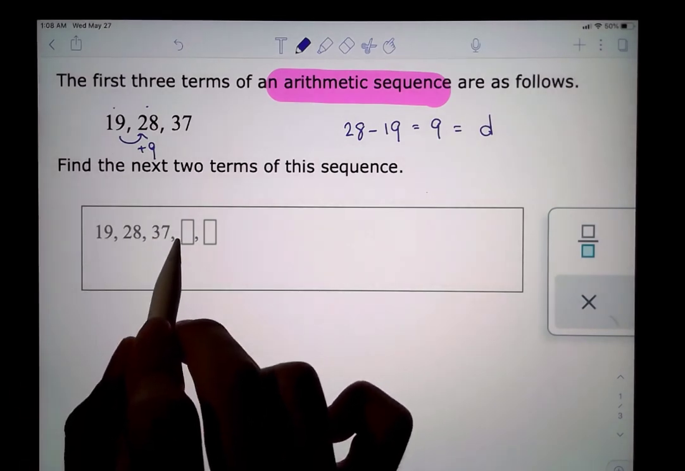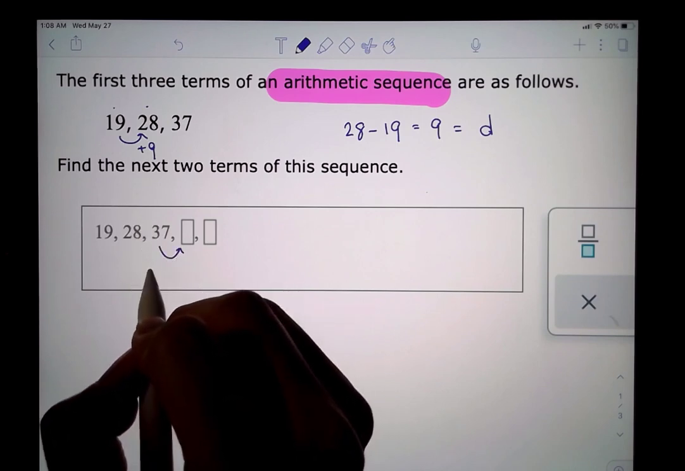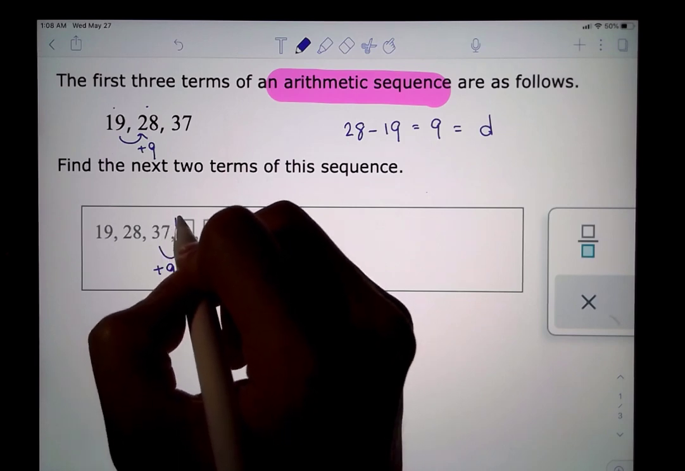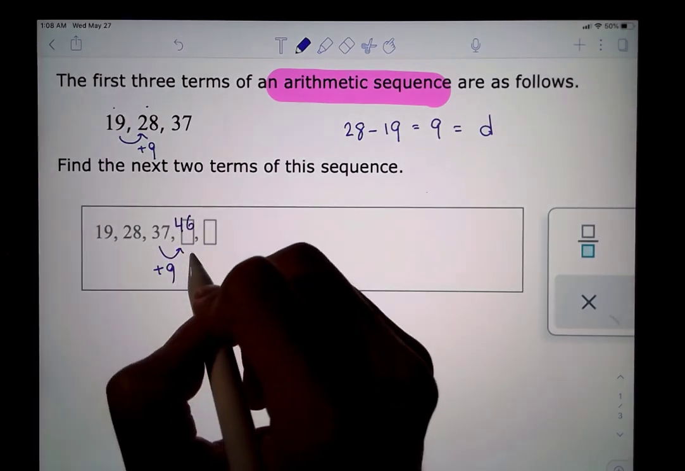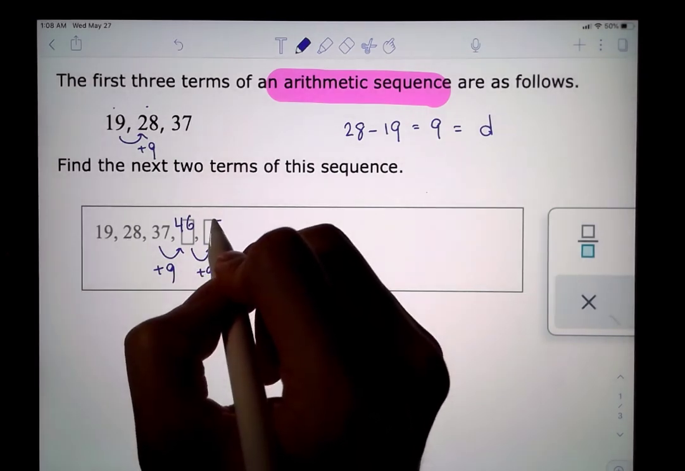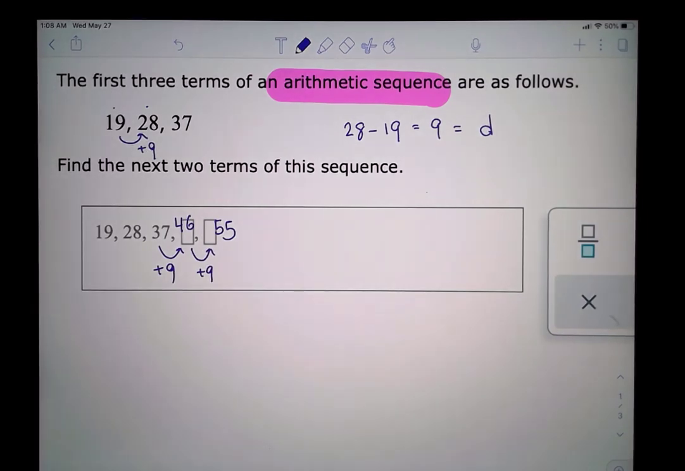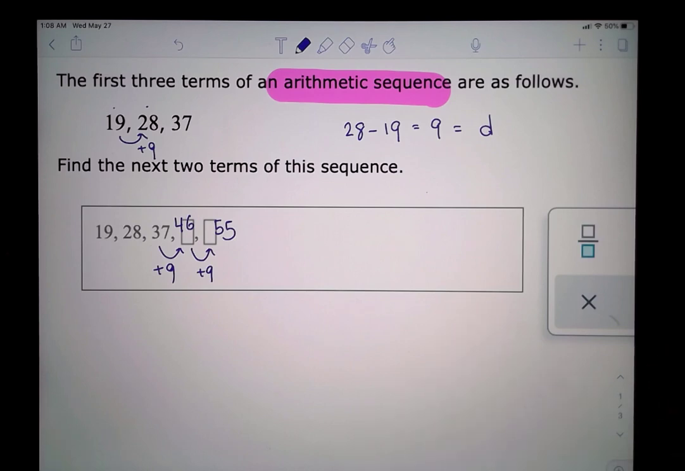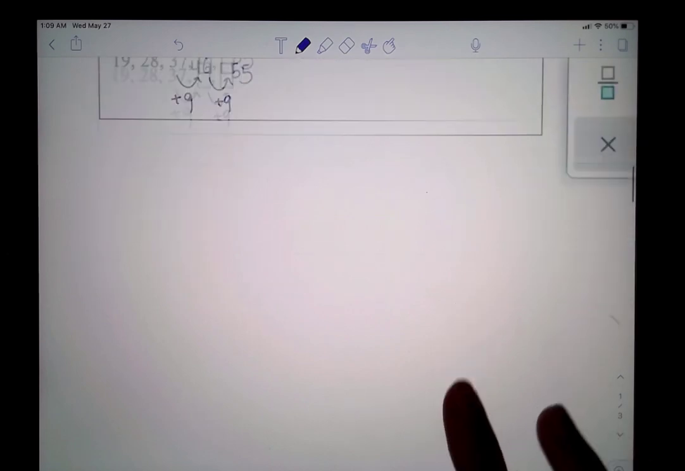The next one, what do you do? You add 9 because this is an arithmetic sequence. Then you get 46, and you add another 9, then you get 55. So once you know your pattern, then you just follow the pattern. You don't have to solve it algebraically. I don't want you to write the equation and plug it in. I don't want you to do that. Go the easier way.